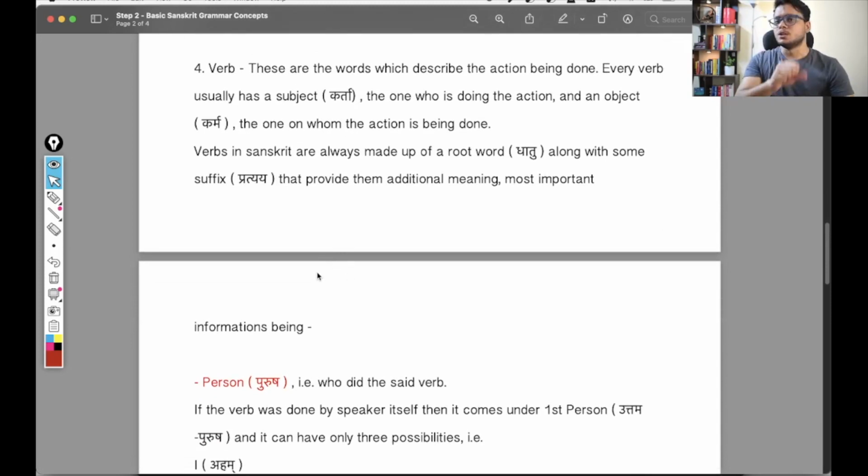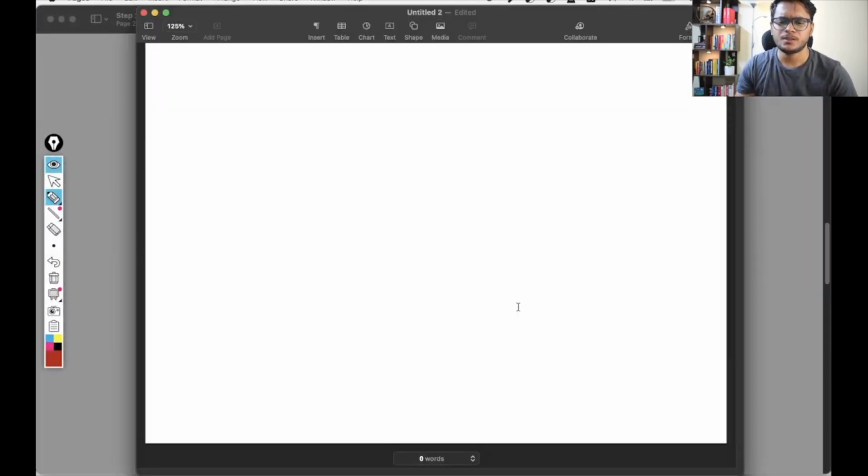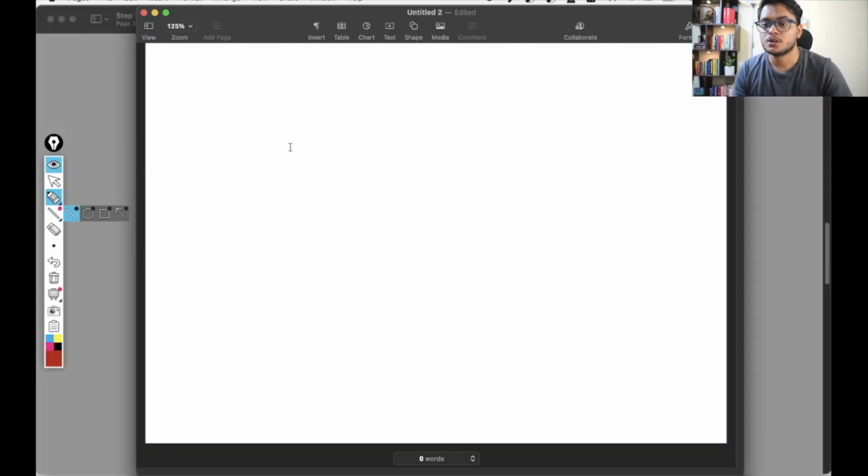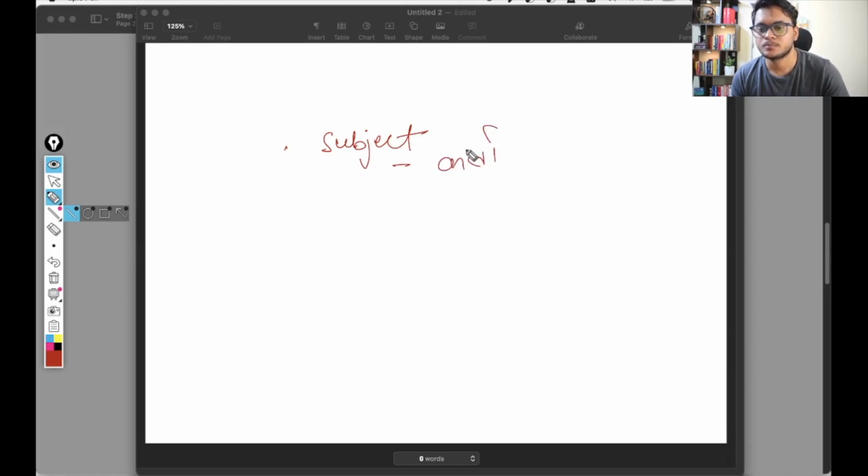Now let me come to the verb. You already know what a verb is: something, an action. What we do is a verb. Two main components of a verb are the one who is doing the action and the one on whom the action is being done. The one who does the action is called, as in English, the subject. And in Sanskrit, you call him karta. So this is the first important component for a verb.